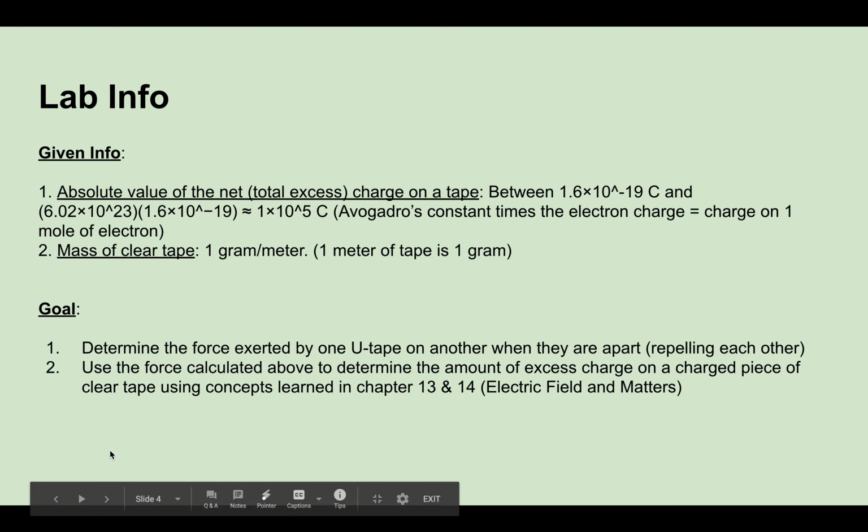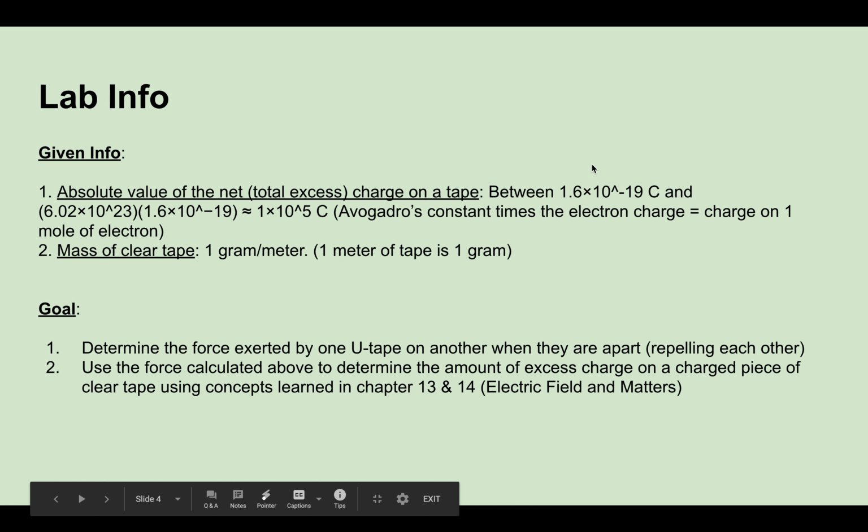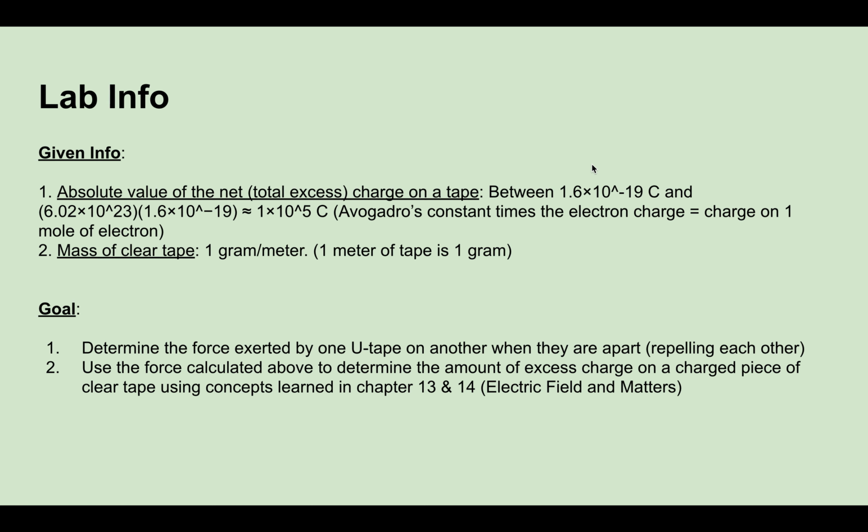Given info. The first one is the absolute value of the net total excess charge on the tape, which is between this number and Avogadro's constant times the electron charge, the charge on 1 mole of electrons. So I think this number is the charge for one single electron. That means the total excess charge cannot exceed 1 mole of electrons. The second one is the length to mass conversion. So 1 meter of tape is 1 gram.